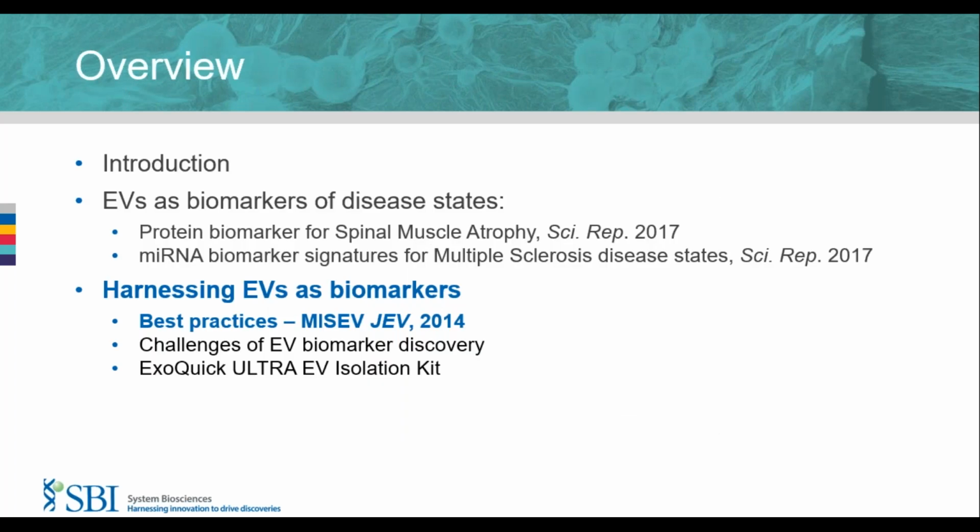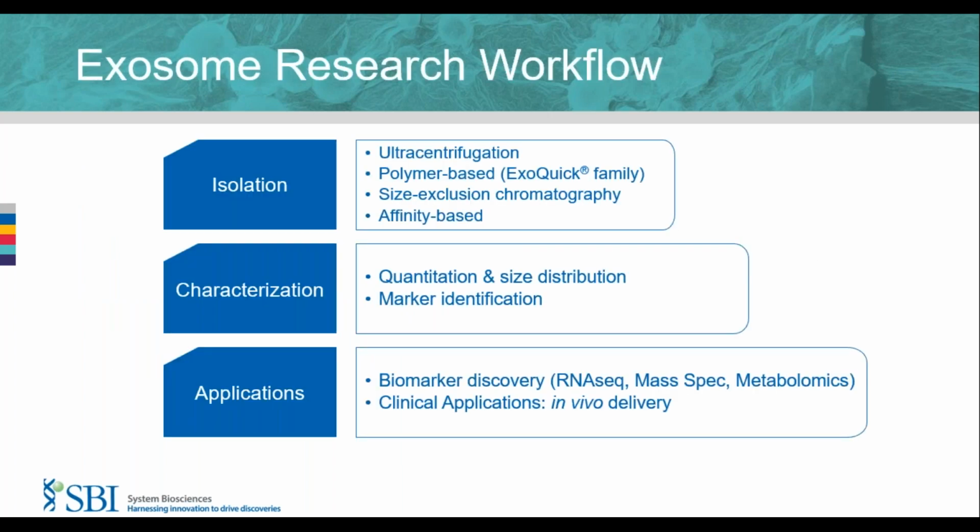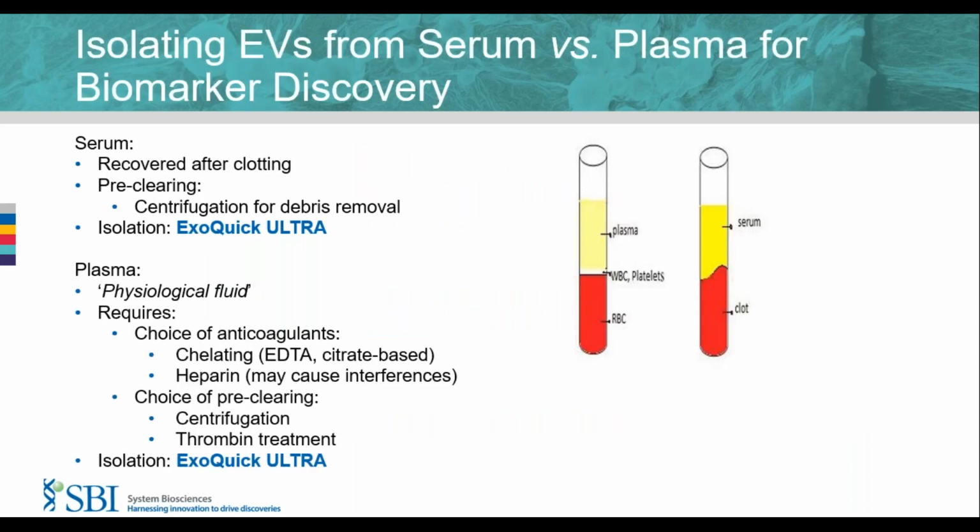So if one is thinking of assessing and looking for biomarkers and using exosomes or extracellular vesicles as biomarkers, what are the things to consider? So we typically like to break down the exosome research workflow in three main blocks. That is isolation, characterization, and then applications, which would be the biomarker discovery or clinical applications such as in vivo delivery, for example.